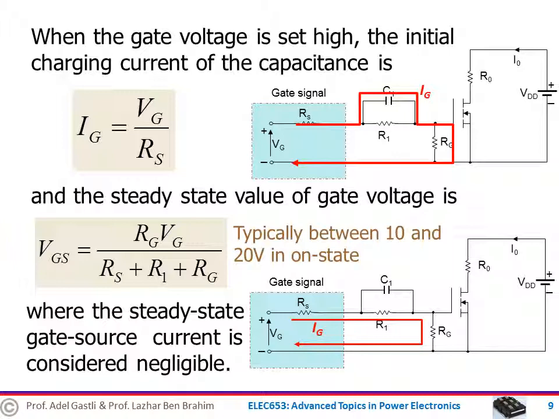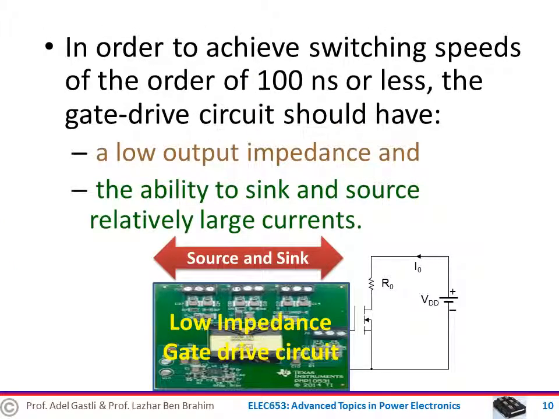Note that the above equation considers that the steady state gate source current is negligible, which is actually the case when the gate source capacitor is fully charged. In order to achieve switching speeds of the order of 100 nanoseconds or less, the gate drive circuit should have a low output impedance and should be able to sink and source relatively large currents.